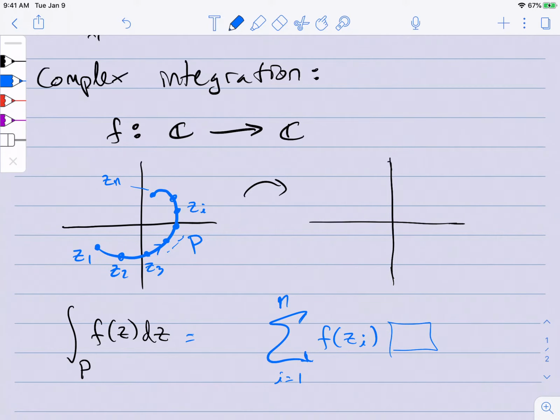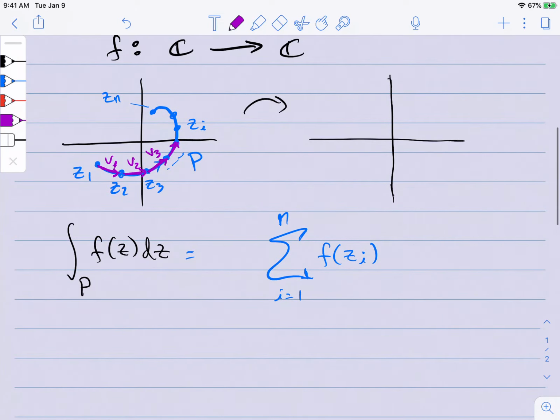But then what do I put here? Well, what I want to look at is each of these subintervals, but I want to think of them not just in terms of their length, but as actual complex numbers. So if I draw a line between each of these points I've marked, I get a vector, v1, here's a v2, v3, etc. And I'm thinking of these vectors as complex numbers.